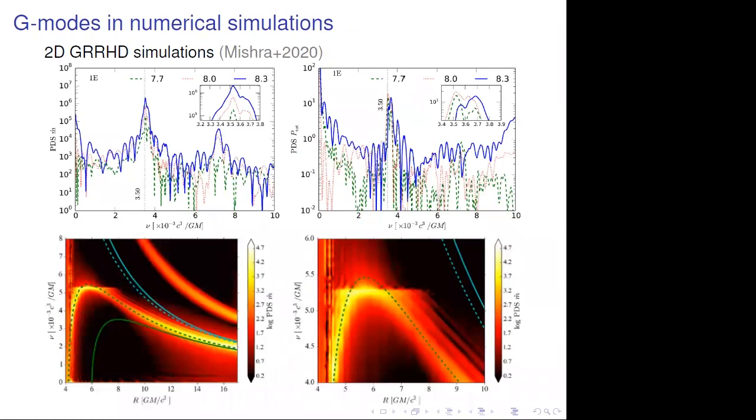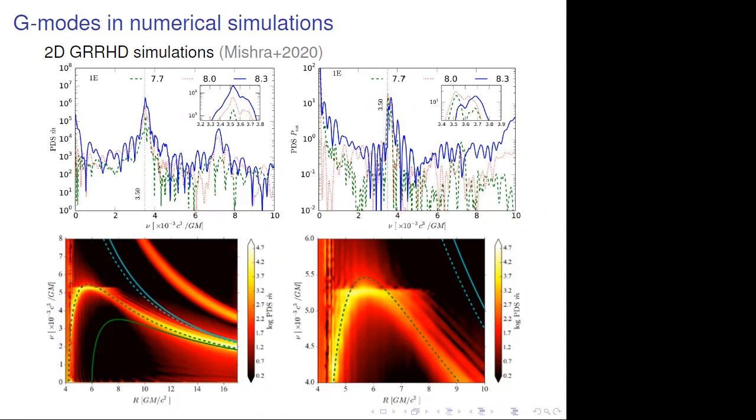These g modes are also observed in numerical simulations. So there is one simulation by Bhupendra Mishra, quite recent still. And they observed the disk, it's turbulent. It's plasma, so there are even magnetic fields and everything, magnetohydrodynamic turbulence. But what they do is basically wait till the more or less steady state of this flow which they simulate, and then they compute the power spectra at different radii, right? So this is what you see here. There are different radii, different frequencies, and the colors are basically the value of the power spectrum.